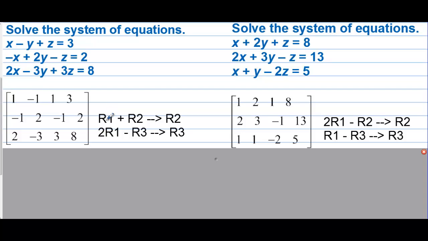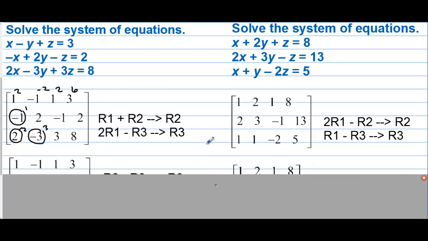So we're going to write row 1 plus row 2, and this means replace row 2. If we take row 1 plus row 2, we get this first 0. We want this one to be a 0 first, then we want this one to be a 0, and then we want this one to be a 0. Well, if we add row 1 plus row 2, we get 0 in this spot. And then if we take 2 times row 1, so 2, negative 2, 2, and 6, and subtract row 3, we get a 0 in this spot.